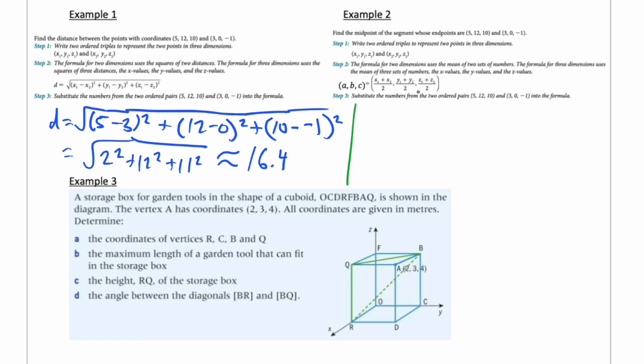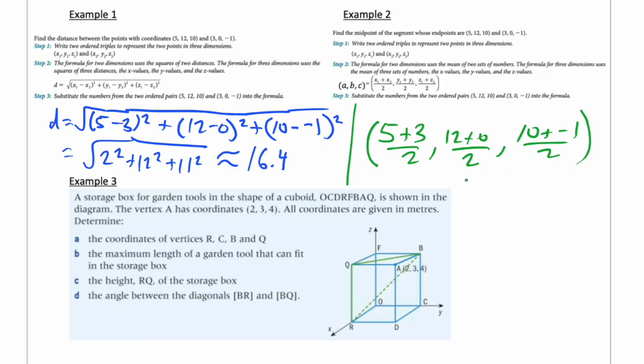And the midpoint formula, the same thing. You can just substitute these values in. And this time it's going to be 5 plus 3 divided by 2, the average of 5 and 3, and the average of the y values, and the average of the z values. So the midpoint between these 2 points in 3D is 4, 6, 4.5.